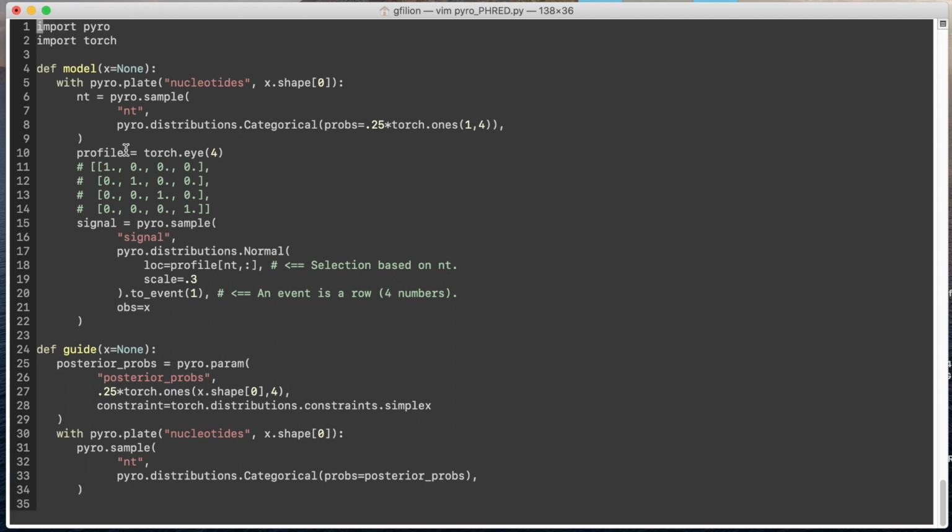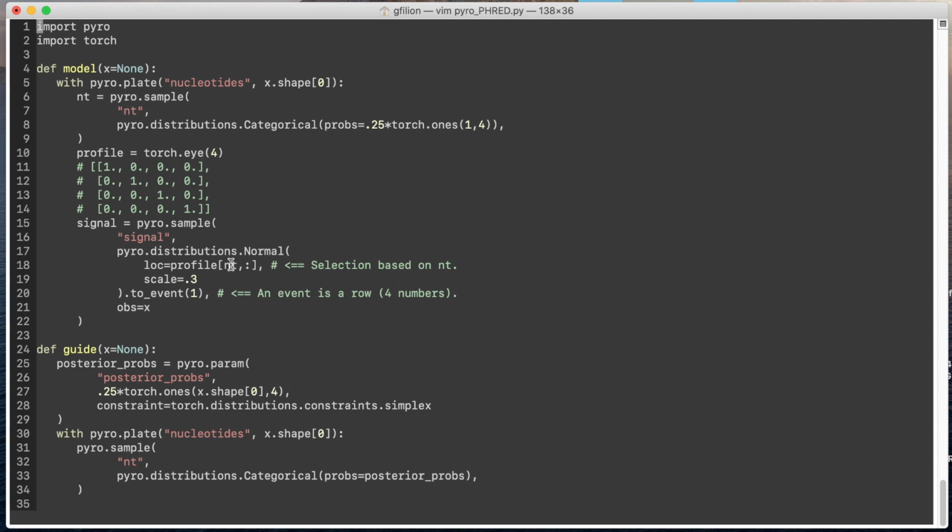This is a constant. This is something that we can assume the machine has been calibrated with. Then I define a variable which is called signal. So again, this is a Pyro sample, and this has a normal distribution here. And what's interesting about it is that the location parameters are taken in a way that depends on NT. NT, remember, this is the composition of nucleotides.